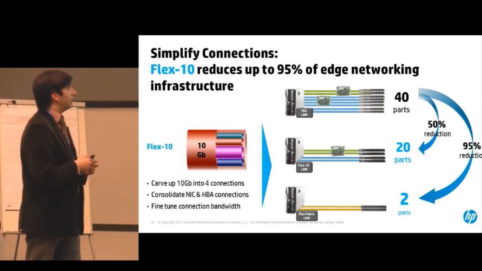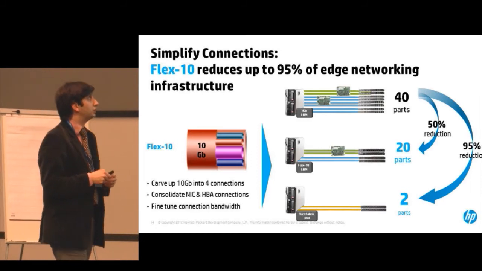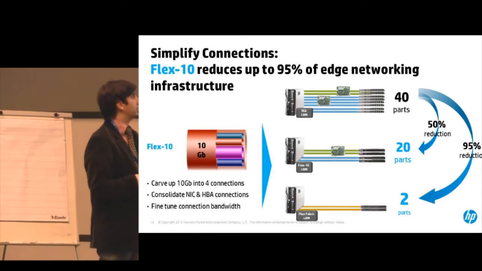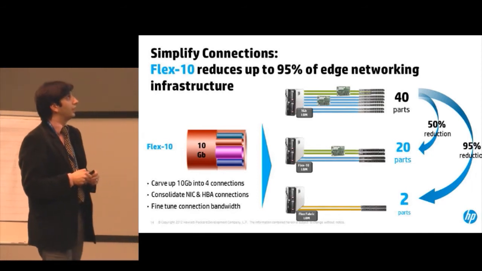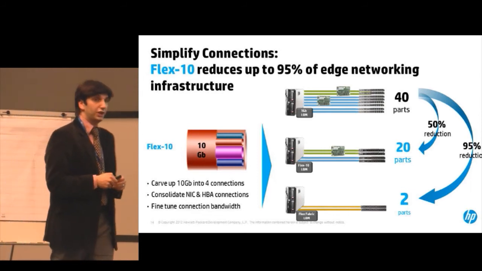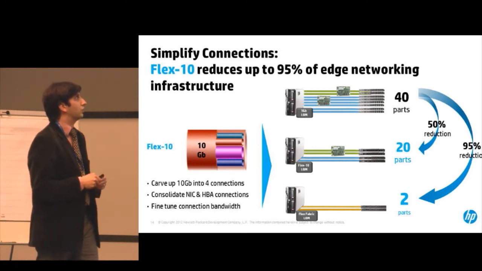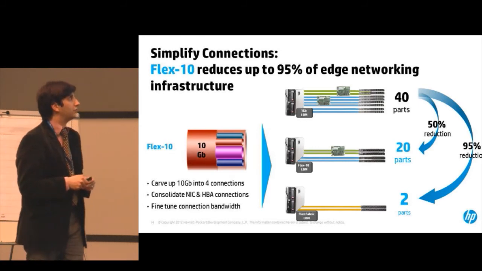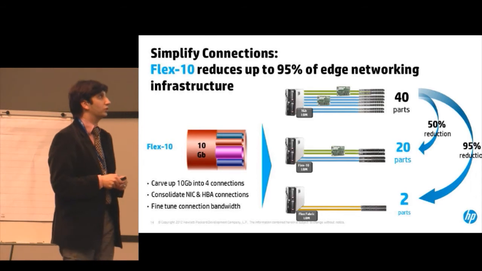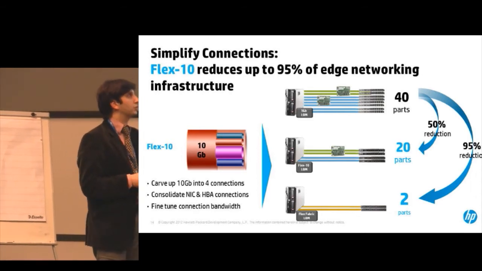Now what Flex 10 does is carve up the 10G connection into 4 separate connections. So by doing just Flex 10 for the network connections, we can move from 40 parts to 2 parts, because all our networking connectivity can now be done by just 2 integrated ports. And all we have to add is the Fibre Channel card and the Fibre Channel Virtual Connect modules.